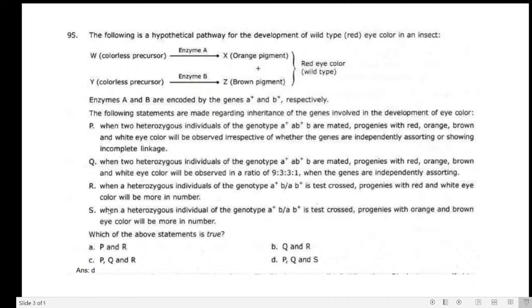Next one is when heterozygous individuals of a genotype A plus B or A B plus are test crossed. This is a different one. It occurs in the genotype. Progenies with orange and brown eyes are more in number. This is the reason. These three statements are the right ones.